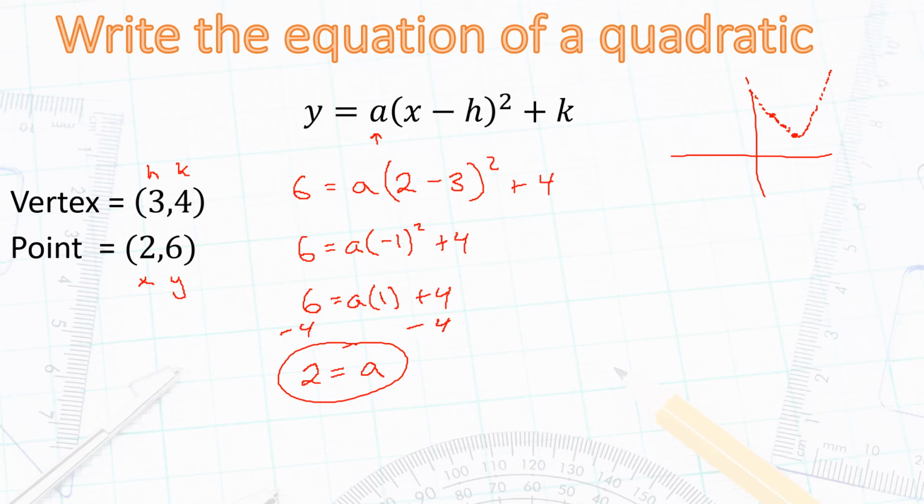I was asked to write the equation. So now I sub in my a value. So 2. I go back to y and x again, because that's the actual equation of a quadratic versus the single point that we had. y equals 2 times x minus 3 squared plus 4 would be my final answer.